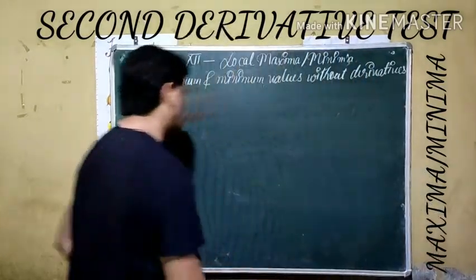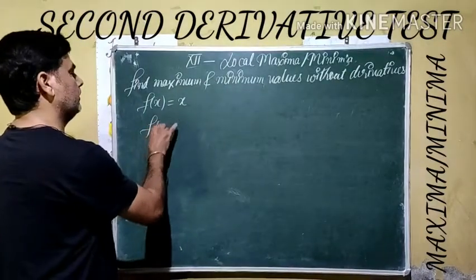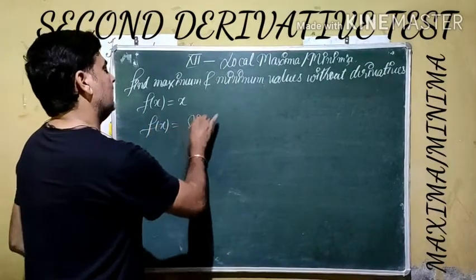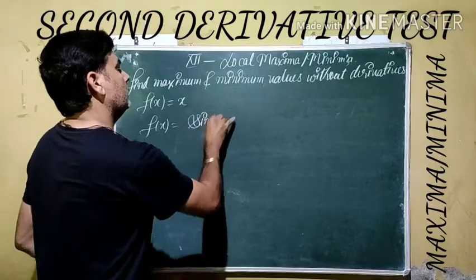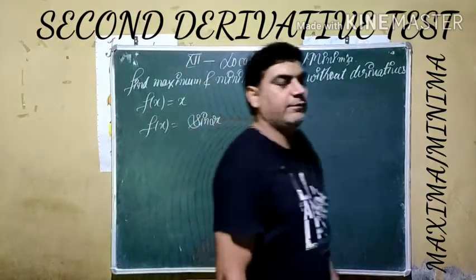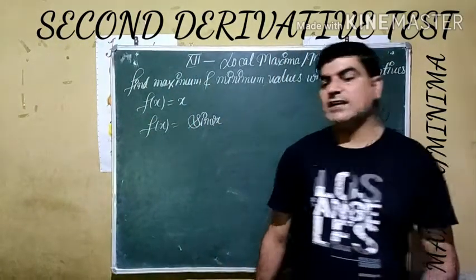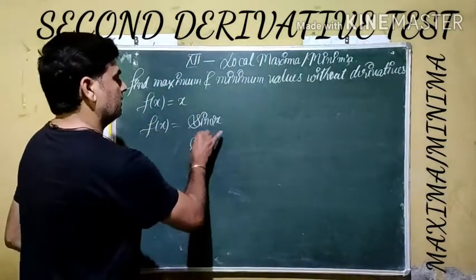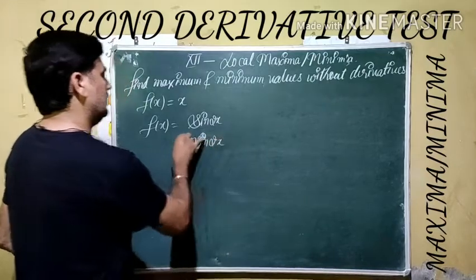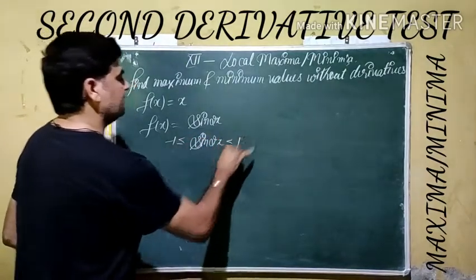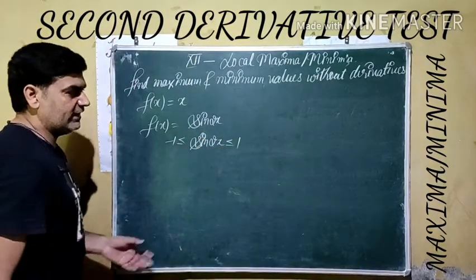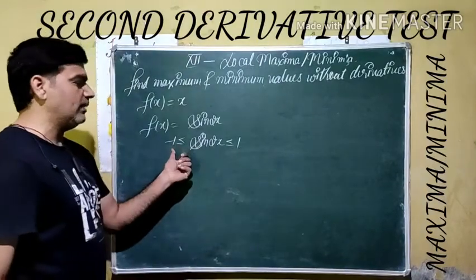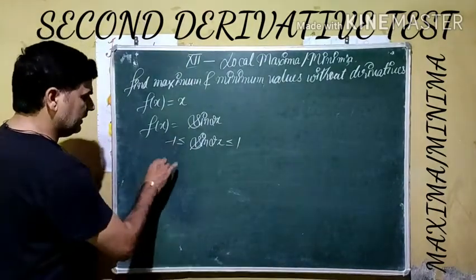For example, suppose we have this function, sine of theta. What is the maximum value of the trigonometric function sine theta? We know that sine theta lies from -1 to +1. So we can see here the maximum value of sine of theta is +1 and the lowest value is -1.